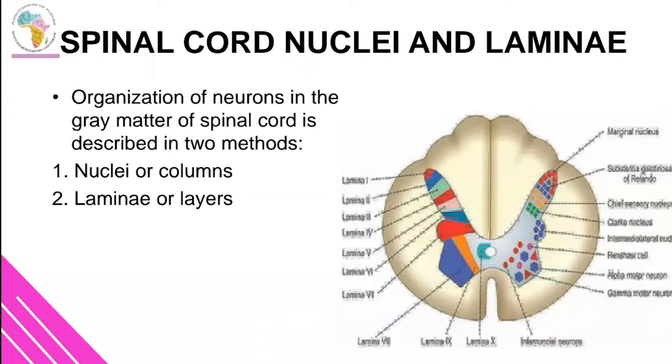The other thing to observe is that these laminae and these nuclei or columns are associated, and the association is shown by the colors. Each lamina is associated with a particular nuclei, which means they might be carrying out almost the same function.